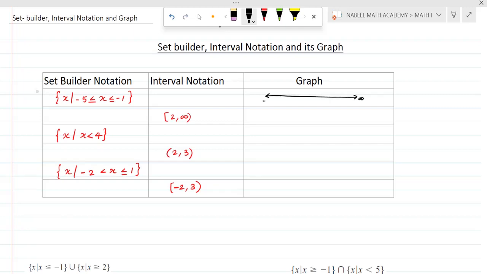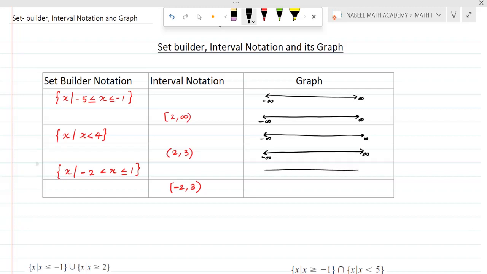So this is minus infinity to plus infinity. I draw the line first. Minus infinity and plus infinity here, and here also the same thing. This is a real line we have, through which we will draw the graph of the set builder and interval notation.